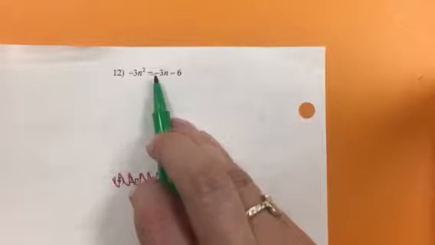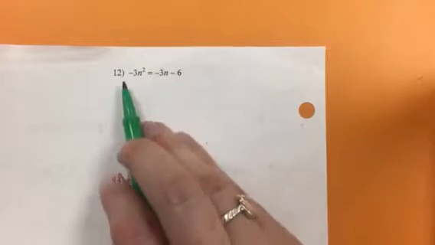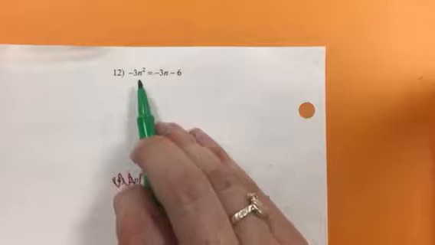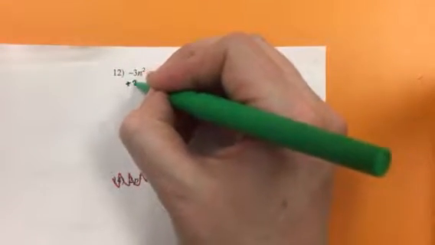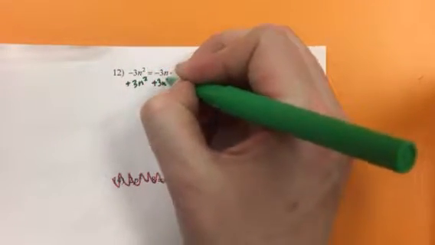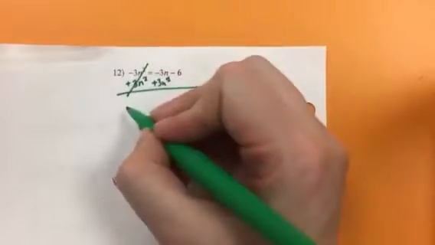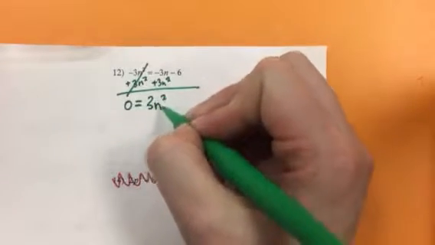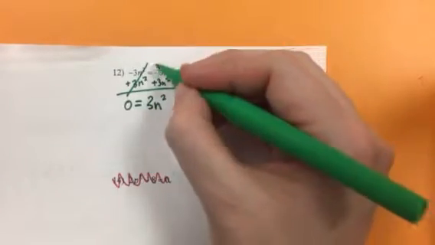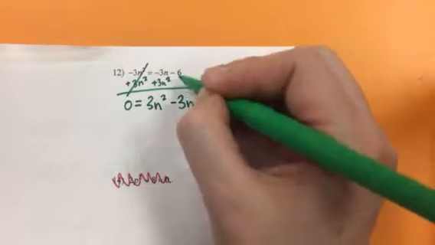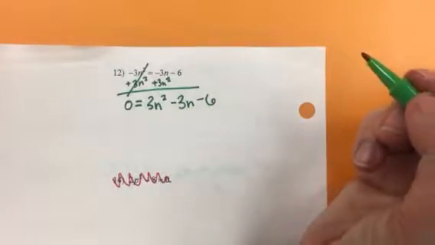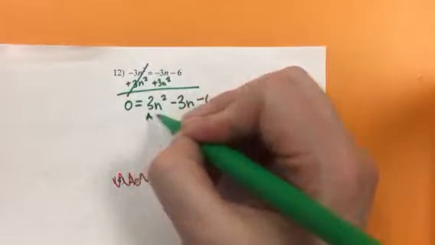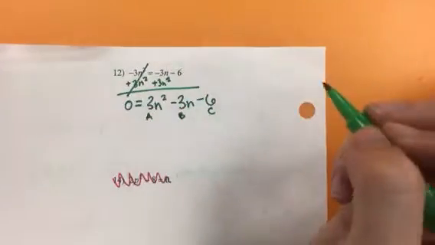So when we get a situation where our problem is no longer equal to 0, we need to move all of our terms over so that we have equals 0. So if I add 3n squared over, that cancels out and I get 0 equals 3n squared is first because it has the highest power, minus 3n minus 6, and now it's in the same form that we had it before, a, b, c.